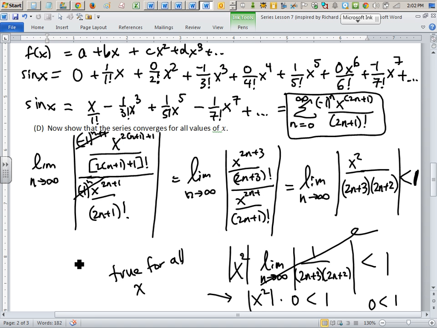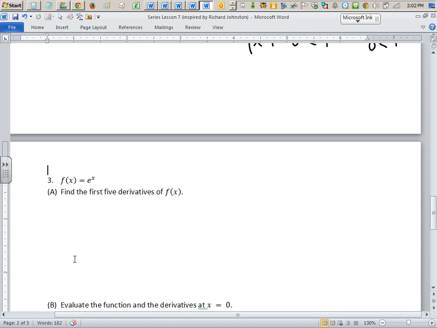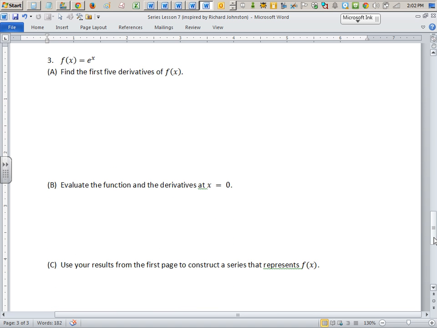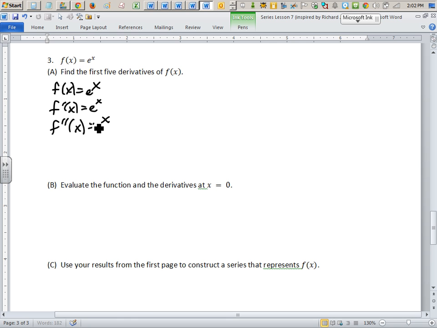Okay, let's go back to the drawing board, and now let's look at e to the x. I'll let you try cosine later, okay? All right, so e to the x is a fun one, because we know that f of x is e to the x, and we know that f prime of x is e to the x, and f double prime is e to the x, and this never changes, right? This just goes on forever.